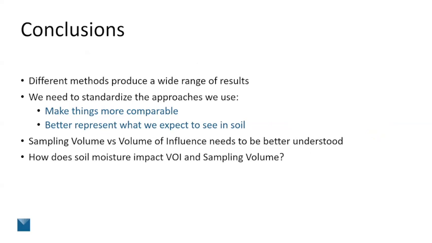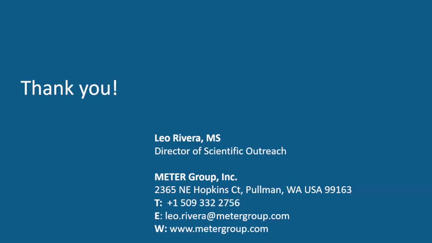So to conclude, we see that different methods of measuring volume of influence produce a wide range of results. I really think we need to standardize the approaches that we use to make things more comparable, and ultimately the goal should be to better represent what we expect to see in soil. A thing that we still need to better understand and quantify is sampling volume versus volume of influence. And again, we want to better understand how soil moisture changes impact the volume of influence in soil. With that, I'm going to conclude and say thank you.